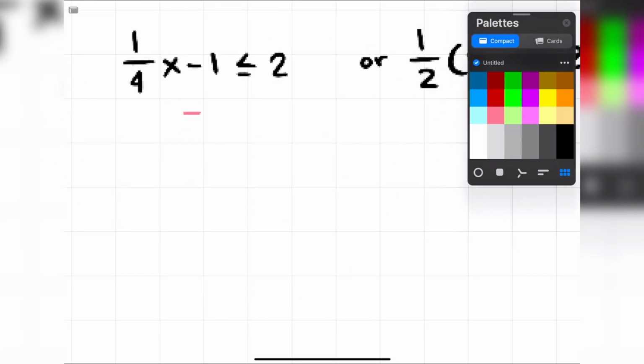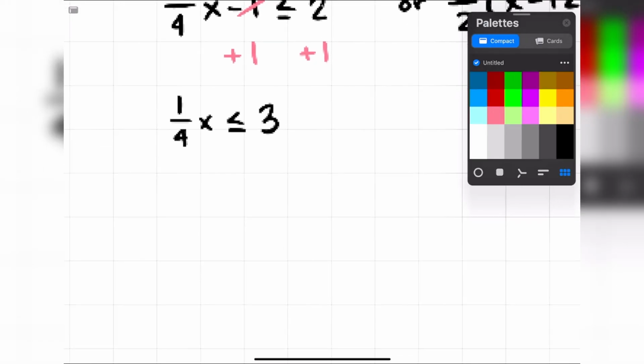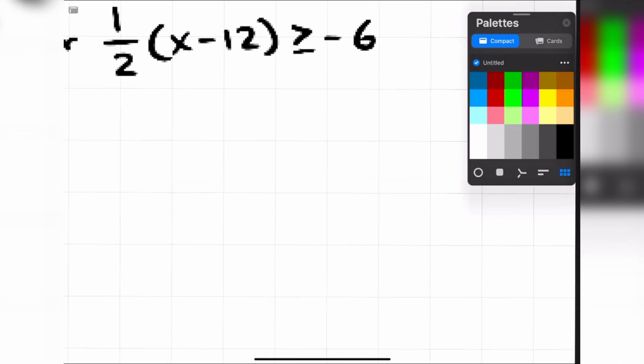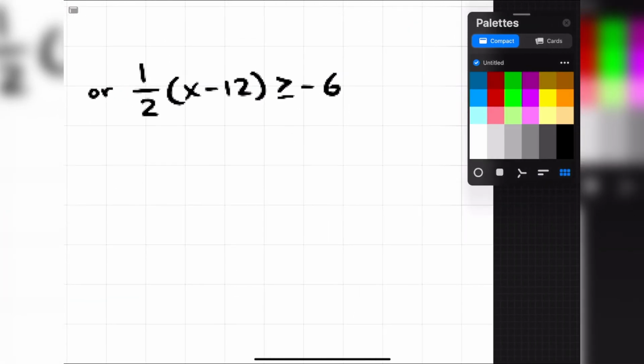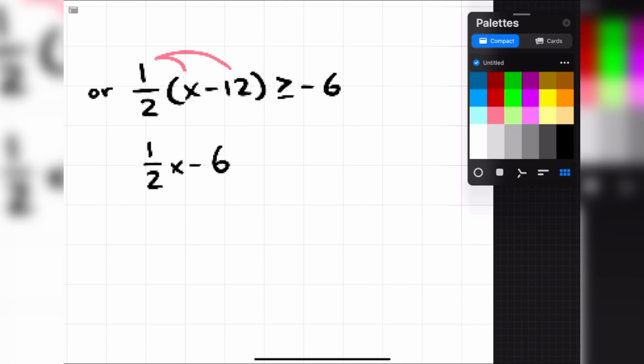So we will add the 1 to each side. That'll cancel this out, leaving us with 1 over 4x is less than or equal to 3. Now, to get rid of the fraction, we can multiply by 4 on both sides. That'll cancel this guy out and leave us with x is less than or equal to 12. That solves that one. For the other one, we distribute 1 over 2 to x and negative 12, giving us 1 over 2x minus 6 is greater than or equal to -6.